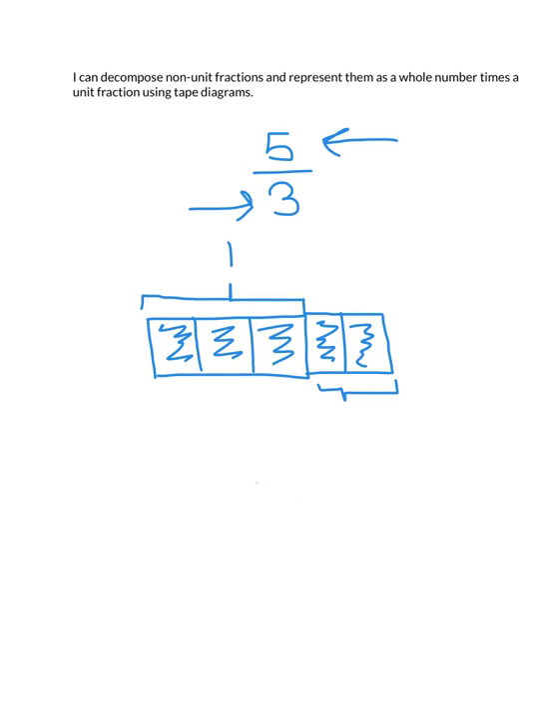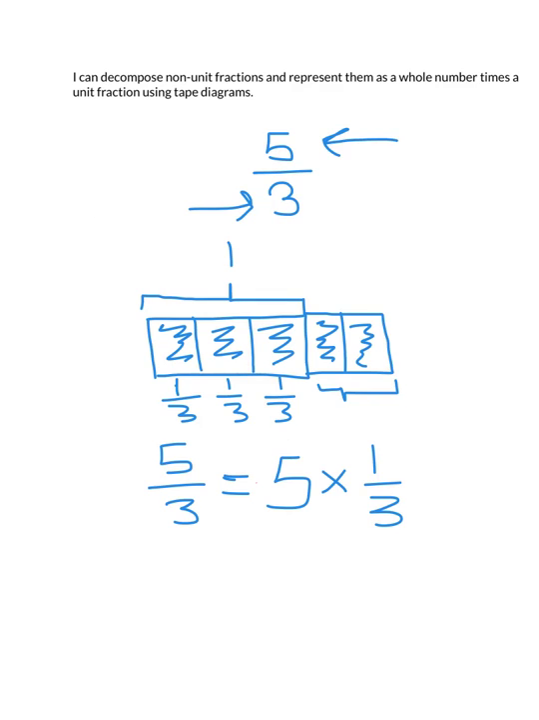So then when I look at my tape diagram, I'm ready to write that as a whole number times a unit fraction. I can write 5/3 is equal to 5 times 1/3, because we've got a third, a third, a third, a third, and a third. So there's 5/3. Okay, that's why we're multiplying 5 times 1/3.